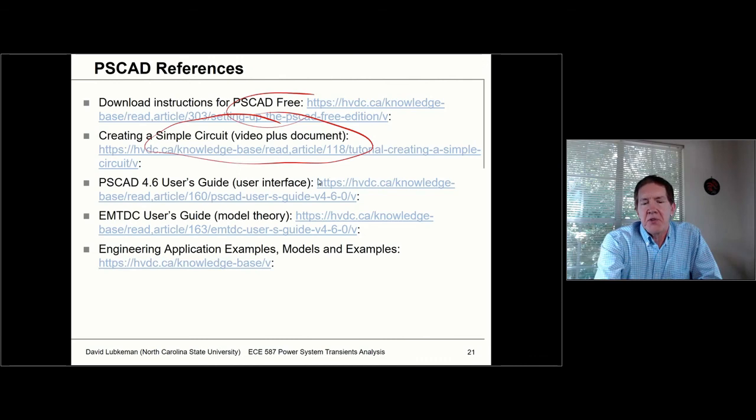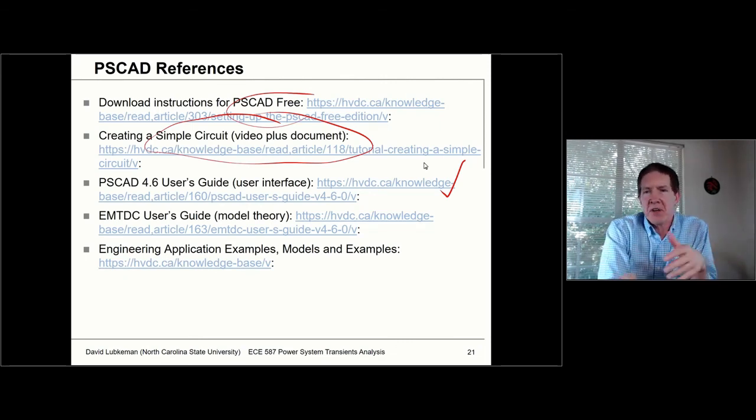They have a user's guide. This is more about the user interface, so it's like setting up the circuit, dragging and dropping the model elements, making plots and stuff like that. But then as far as under the hood, how PSCAD works, there's a model theory document which gets into the theory behind the models, how they actually do the math behind the models.